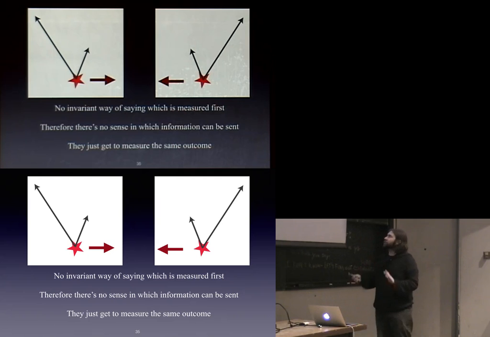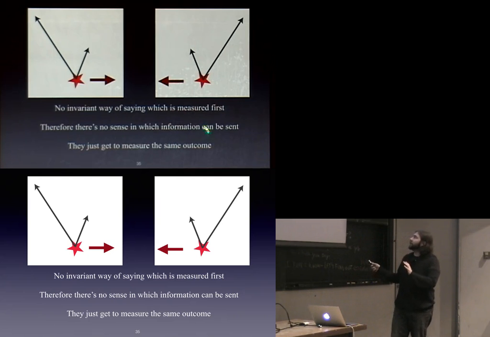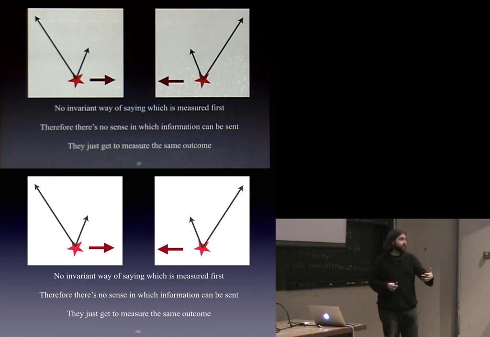If it's a little confusing, the important punchline is that you cannot use these entangled pairs to transmit information. There's intrinsic information already built into them, but I can't use that to send signals.